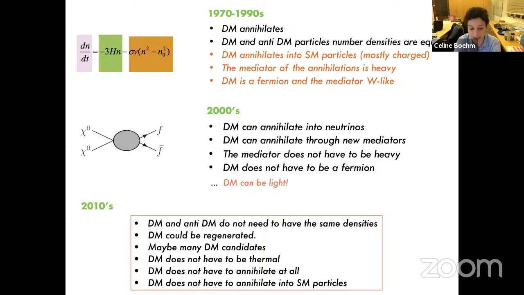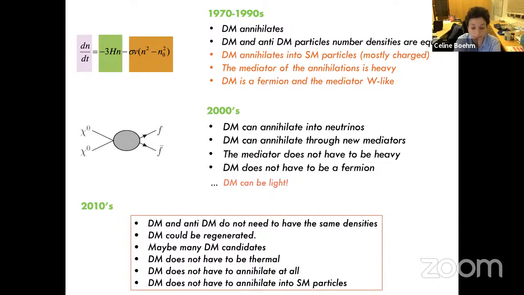And in the last decade, really, people have questioned absolutely everything. So now there is no need to impose that the dark matter and anti-dark matter number densities be the same. We could also imagine that the dark matter totally disappeared and a process made it reappear. That's called regeneration. We could also imagine that there are many dark matter candidates, but if there are many, the relic density has to be split between the different species. And so the question is, how do you do this? This has to be arbitrary because you don't measure it. Because it has to be arbitrary, you lose the prediction.